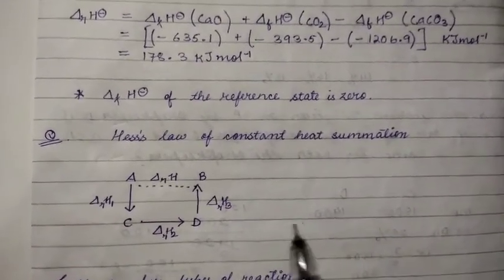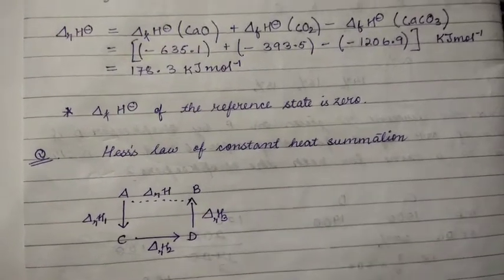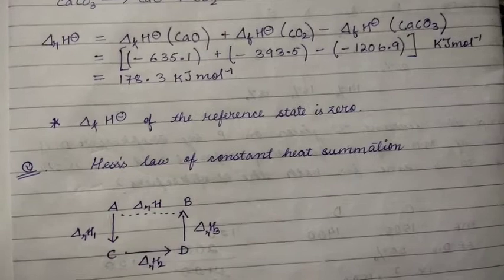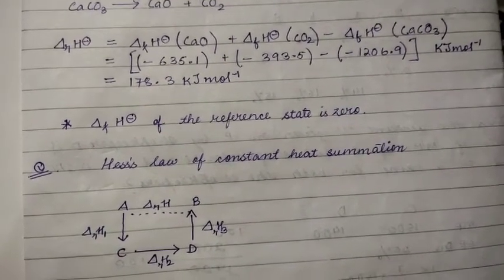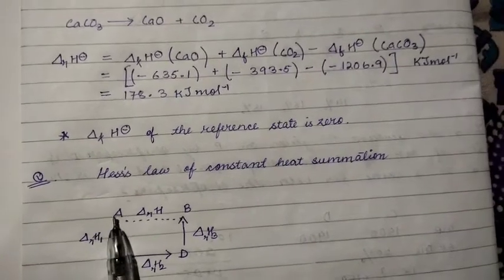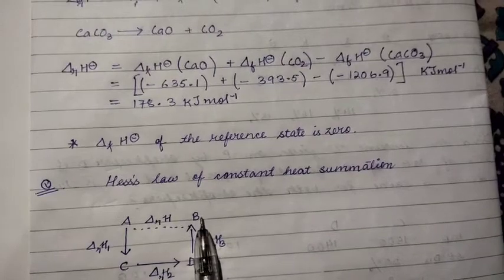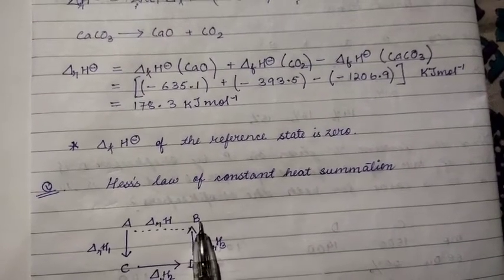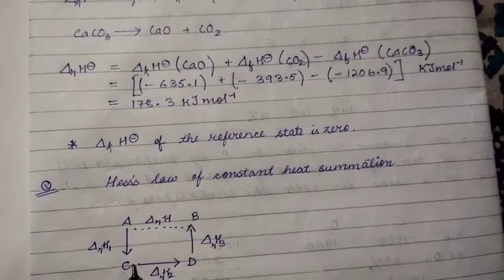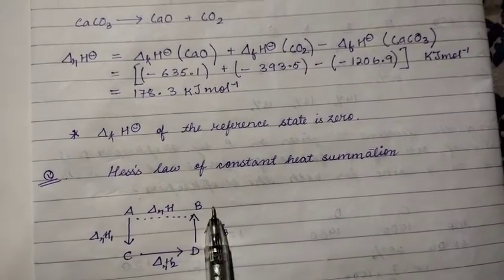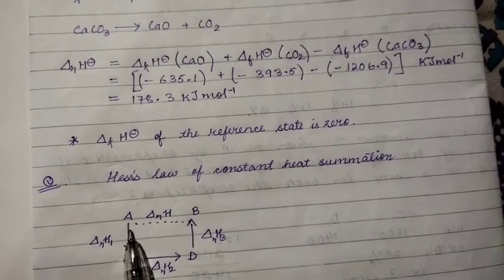Next, Hess's law of constant heat summation. The statement is as follows: if a reaction takes place in several steps, this means that if A is converting into the product B, this may not be a direct reaction. Instead, A may be converted to C first, C to D, then D to B. So the reaction may have several steps while converting from A to B.